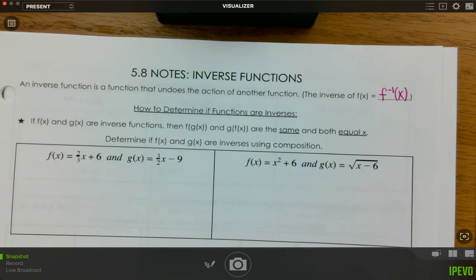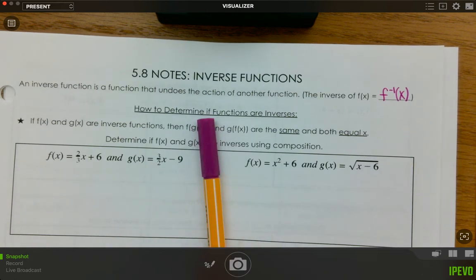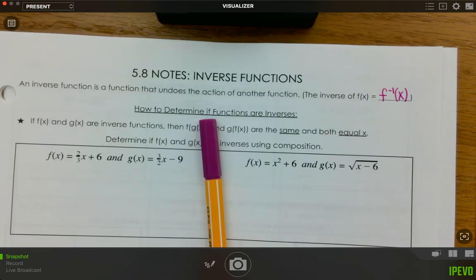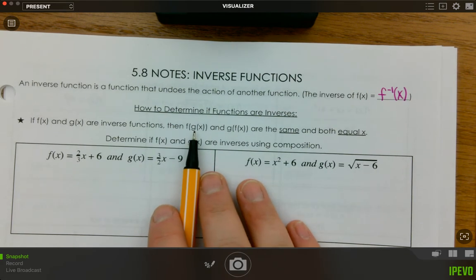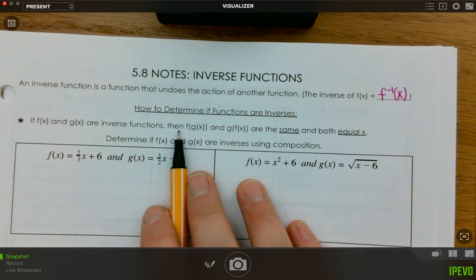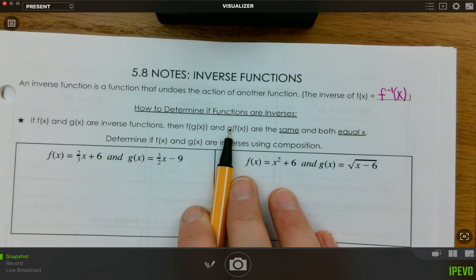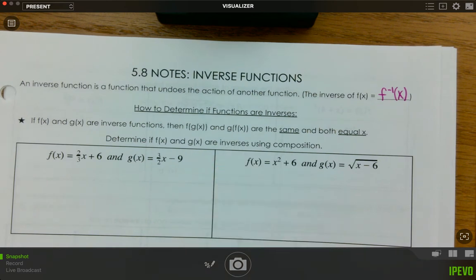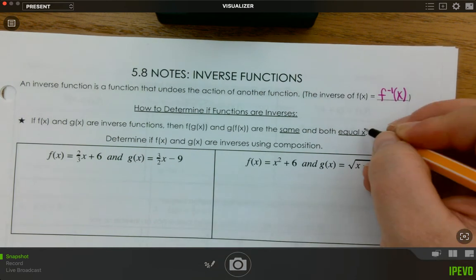There are a few rules we're going to talk about with these. The first one is, how do we decide if two functions are inverses? What does this actually mean for them to be inverses? What it means is if you compose them together, or plug g into f or plug f into g, you should get the same thing, and both of their answers are just going to be x.